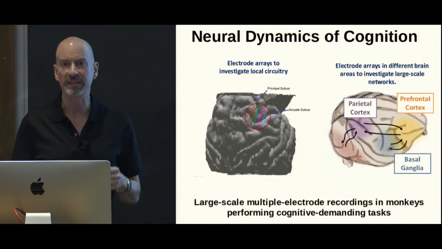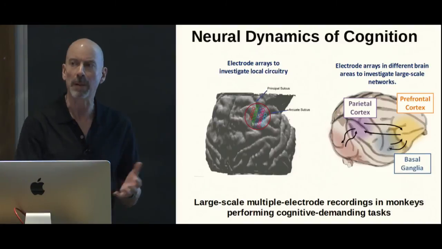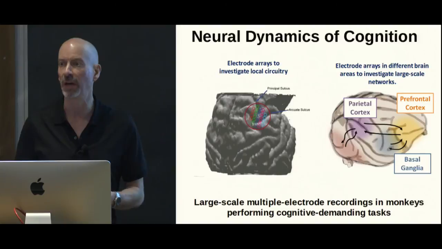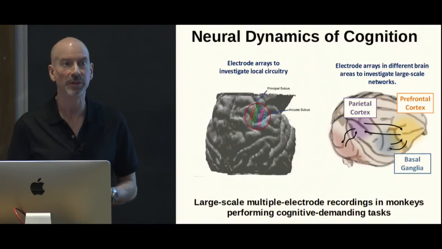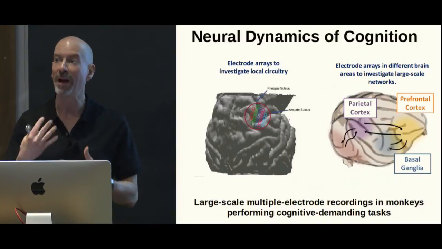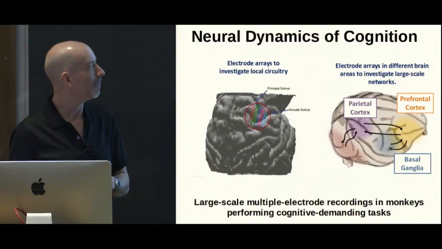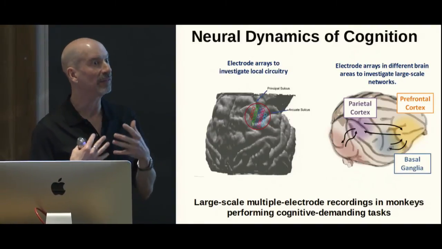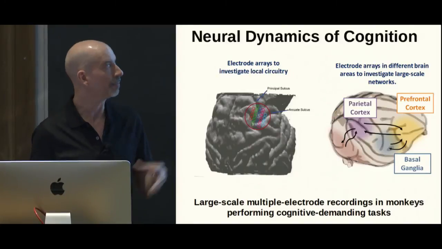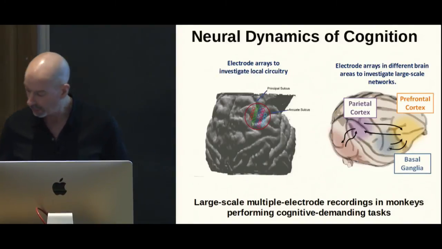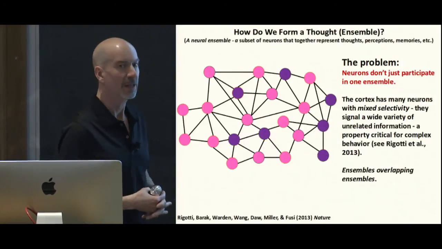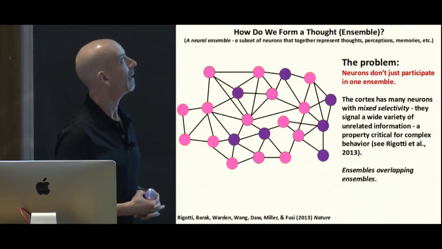And we investigate this on a variety of different levels, from understanding the properties of single neurons. But today what I'm going to primarily talk about is one of the great advantages of using multiple electrodes: you can look at the precise timing of neurons. More specifically, you can look at brain rhythms and how activity in different brain areas and within a brain area synchronize their oscillations, and that gives us insight into the network properties underlying cognition. So I'll begin by asking a very basic question in neuroscience. How do we form a thought or an ensemble?